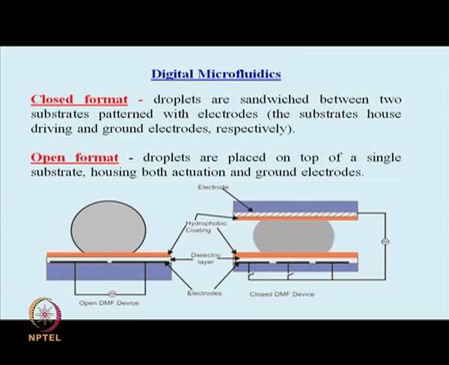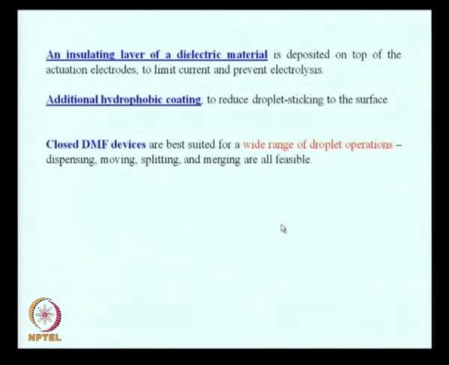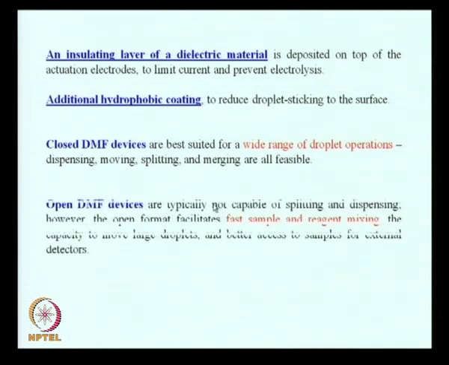Whereas, if you see an open system, a droplet sits over the electrode surface and over the dielectric surface, and it is exposed to vapor. So, there are certain advantages to this closed format of DMF and the open format of DMF, and we would see what they are. Now, this I have already described: the importance of the insulating layer, the importance of the hydrophobic coating, and so on.